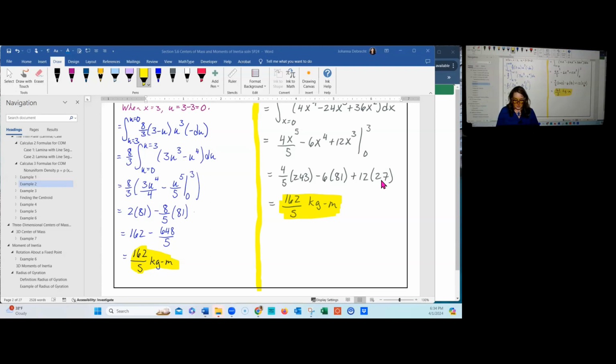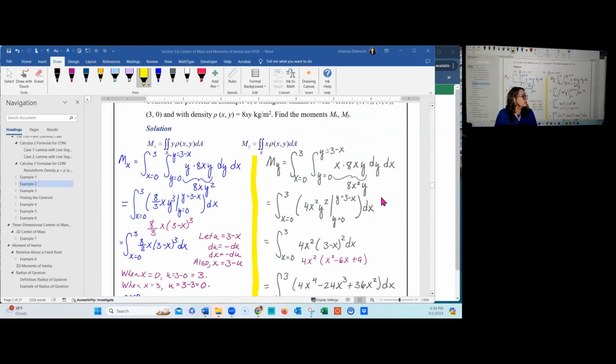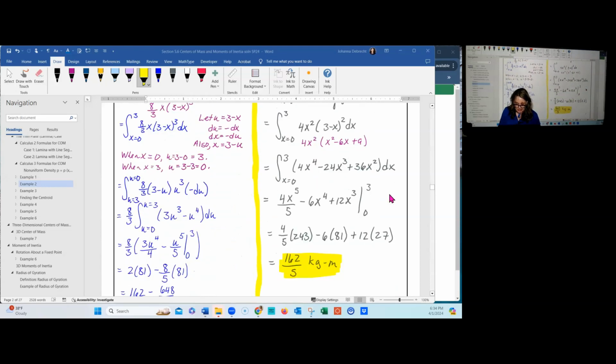Now, we also need to compute the moment about the y-axis. So for that one, we use x times the density function. So we get 8x squared y. And we integrate with respect to y first. So we get y squared over 2, which reduces to 4x squared y squared. This time I went ahead and multiplied it out. It's relatively straightforward, which gives us x squared minus 6x plus 9. And I distribute the 4x squared to get 4x to the fourth minus 24x cubed plus 36x squared as the new integrand. And then I integrate with respect to x and get 4/5 x to the fifth minus 6x to the fourth plus 12x cubed from 0 to 3, which also gives me 162/5 kilogram meters.